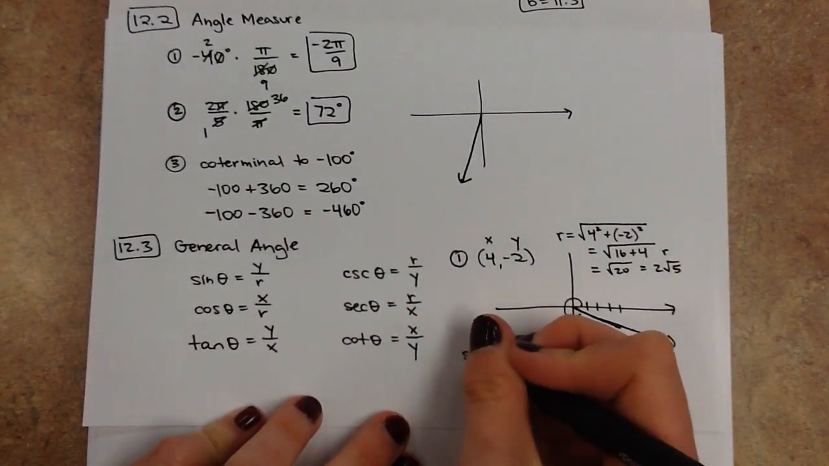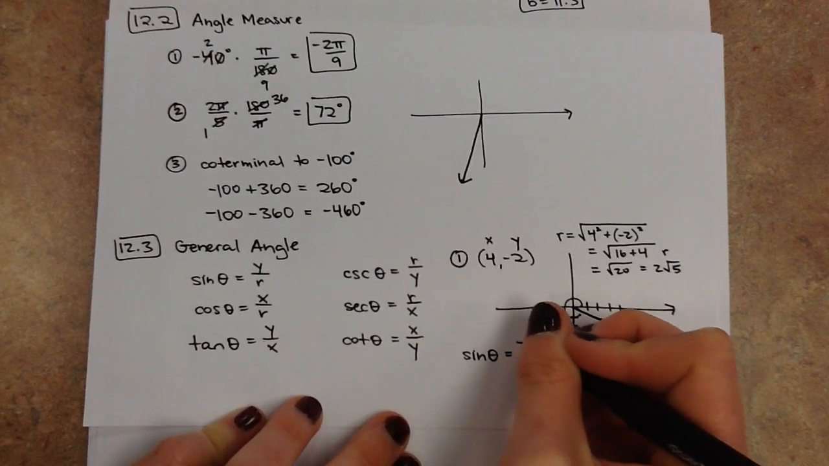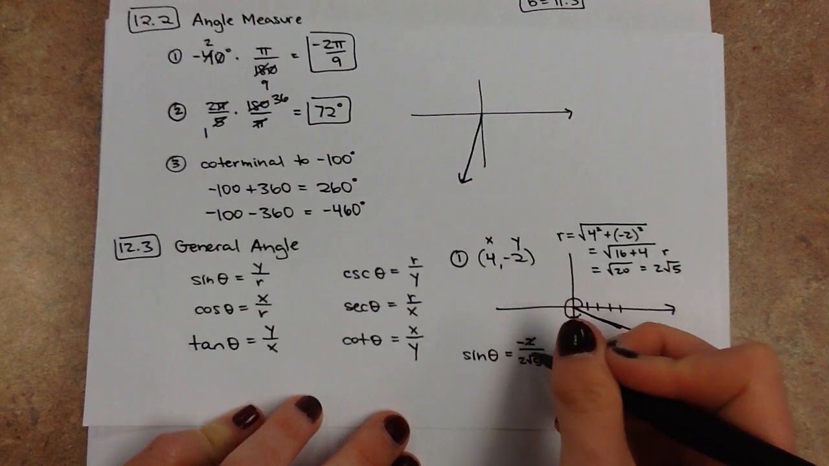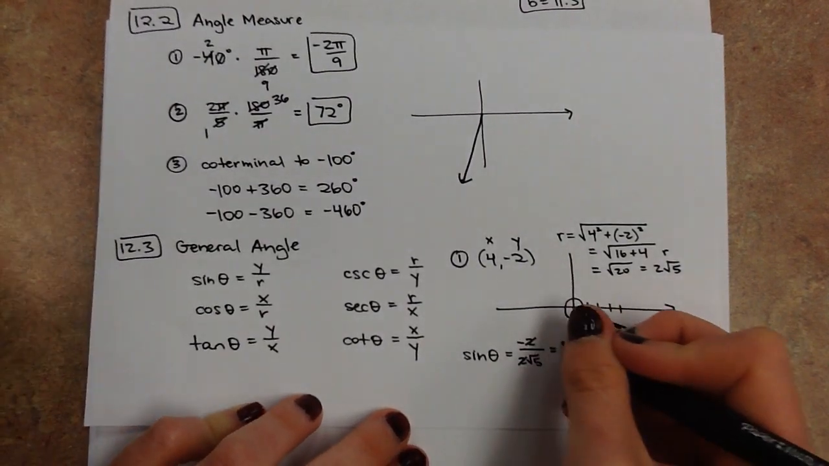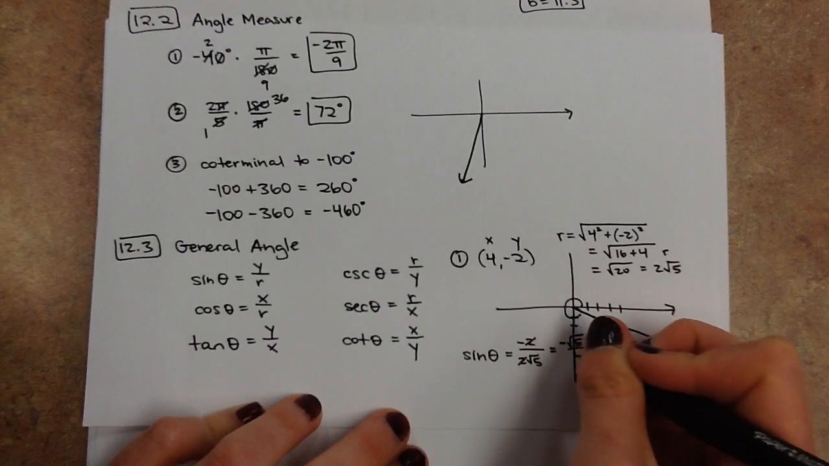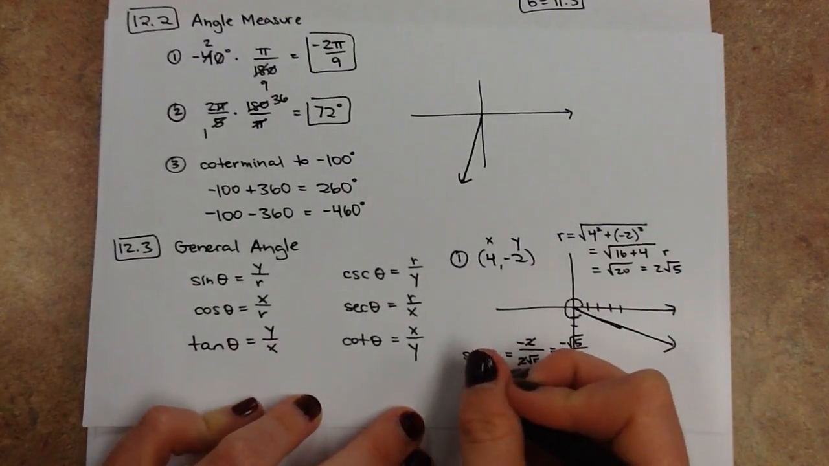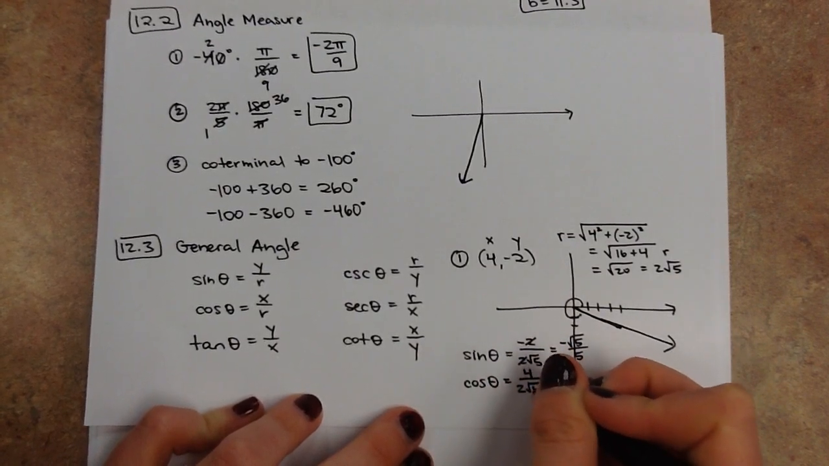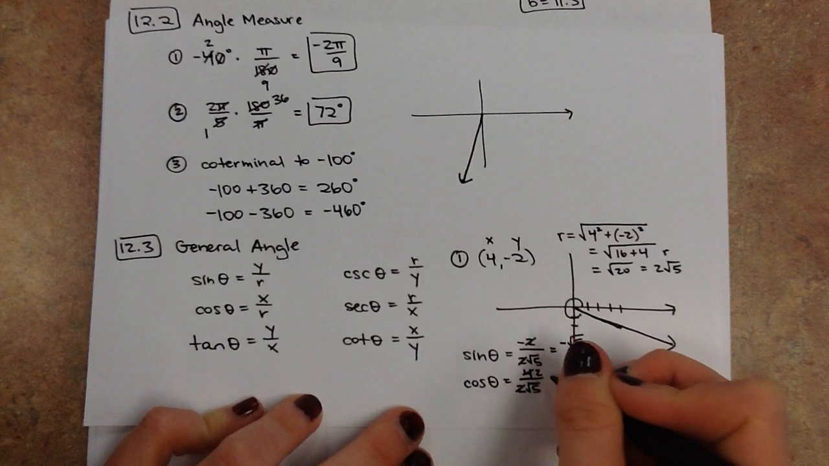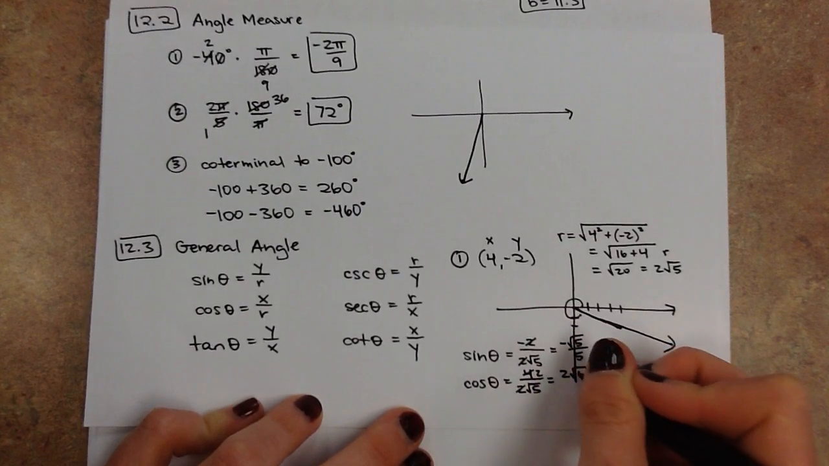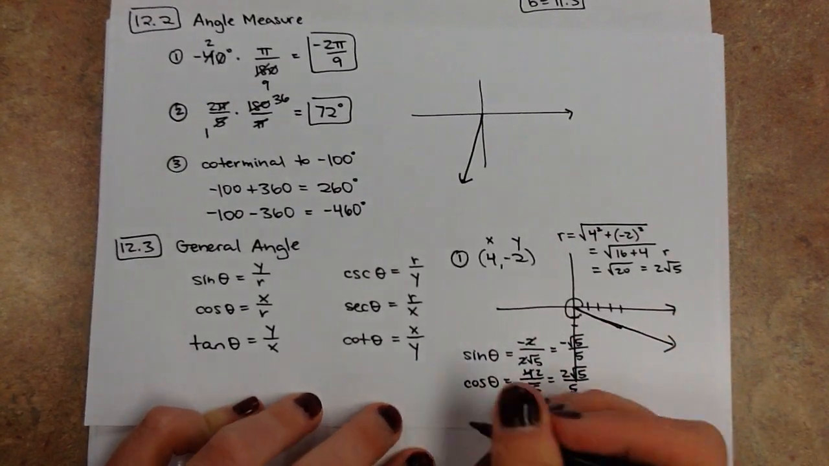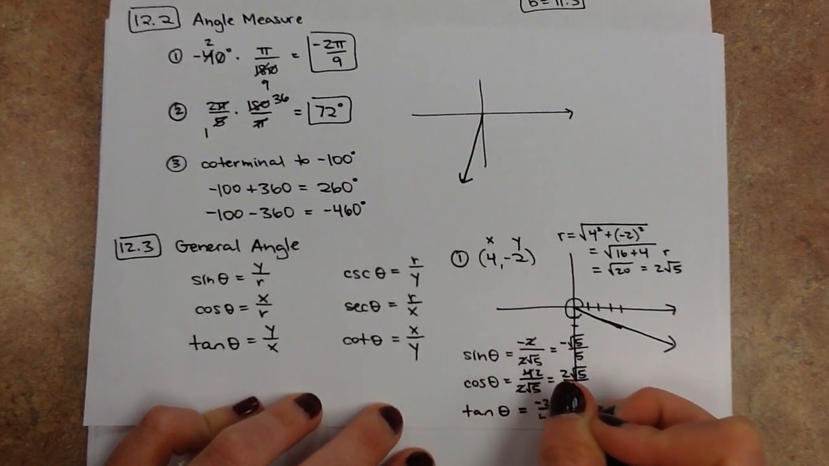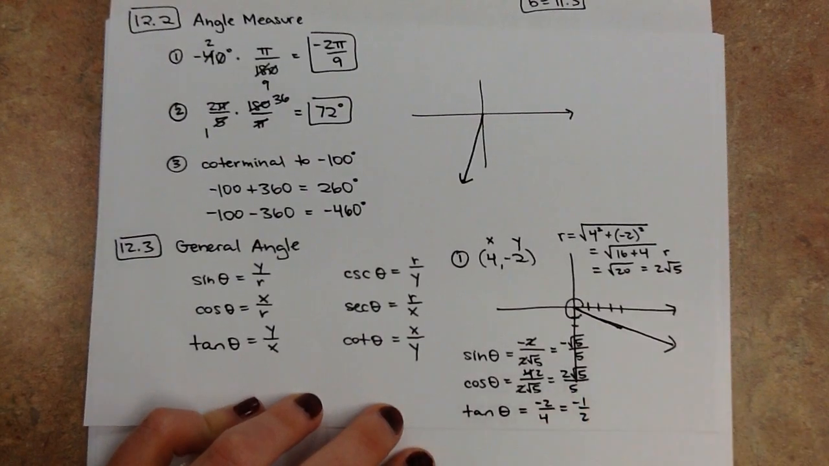So sine is the y value over r. And that, first of all, these will cancel, and then you have to rationalize. So you get negative square root of 5 over 5 once you rationalize the denominator. Cosine, you get x over r. These will reduce down, and then you have to rationalize. 2 root 5 over 5. Tangent is the y value over the x value, and that reduces down.